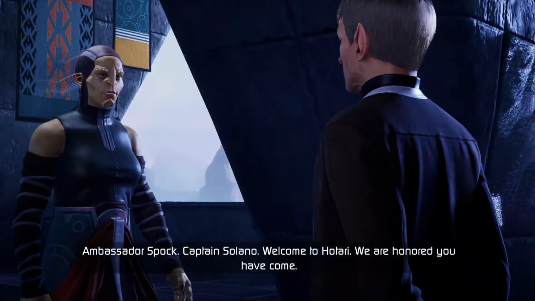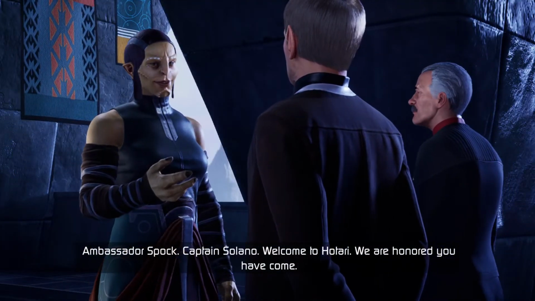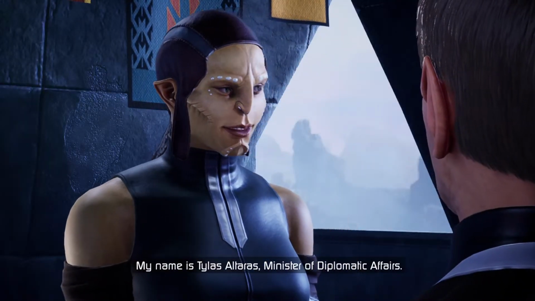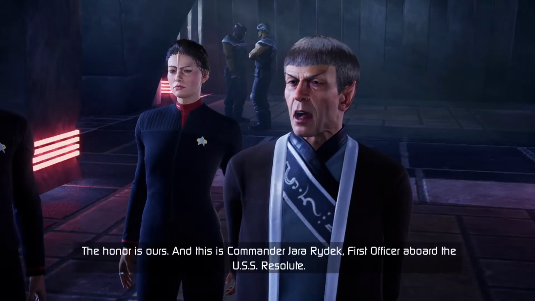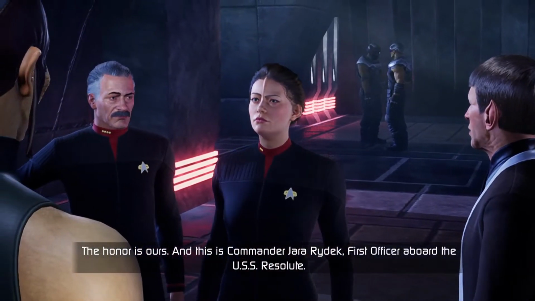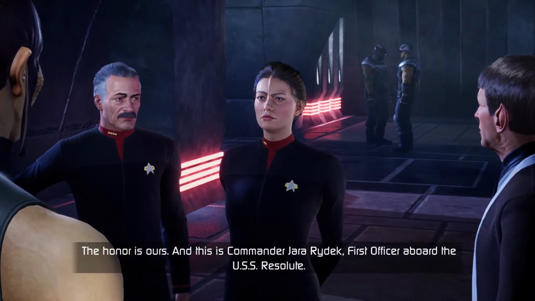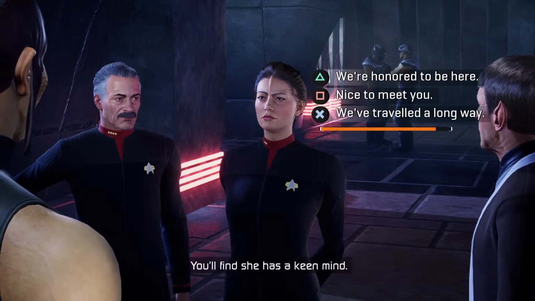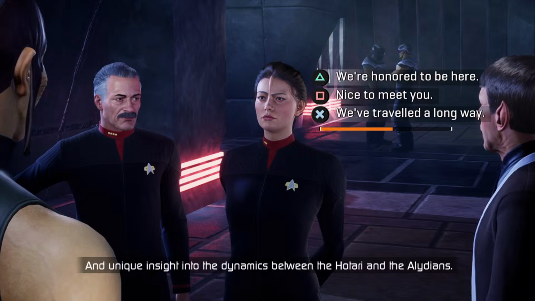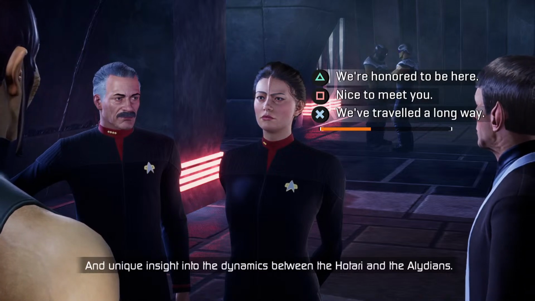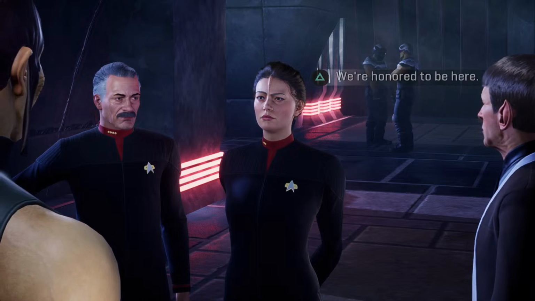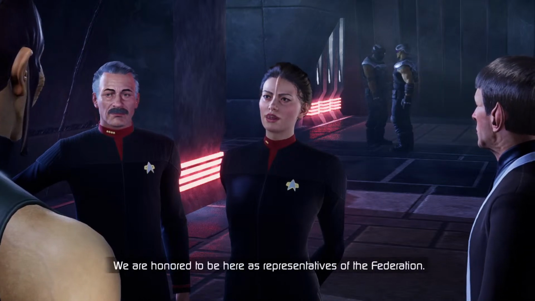Ambassador Spock, Captain Solano, welcome to Hotari. We are honored you have come. My name is Tylos Altaris, Minister of Diplomatic Affairs. The honor is ours, and this is Commander Jara Rydek, first officer aboard the USS Resolute. You'll find she has a keen mind, and unique insight into the dynamics between the Hotari and the Lydians. We are honored to be here as representatives of the Federation.